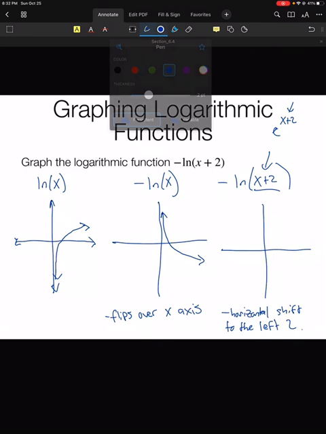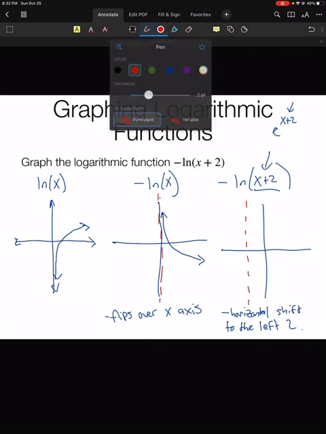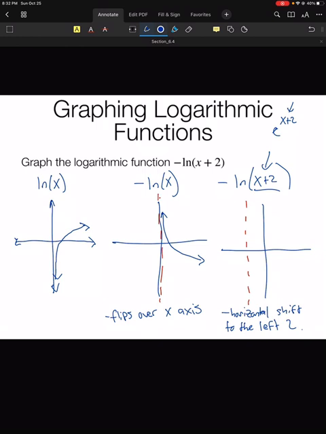And so instead of having the vertical asymptote be at x equals 0, the y-intercept, now the vertical asymptote is going to be at x equals negative 2. So the graph is going to shift over by 2. It's going to look something like that. And my scales are off, but I think hopefully you get the general picture.